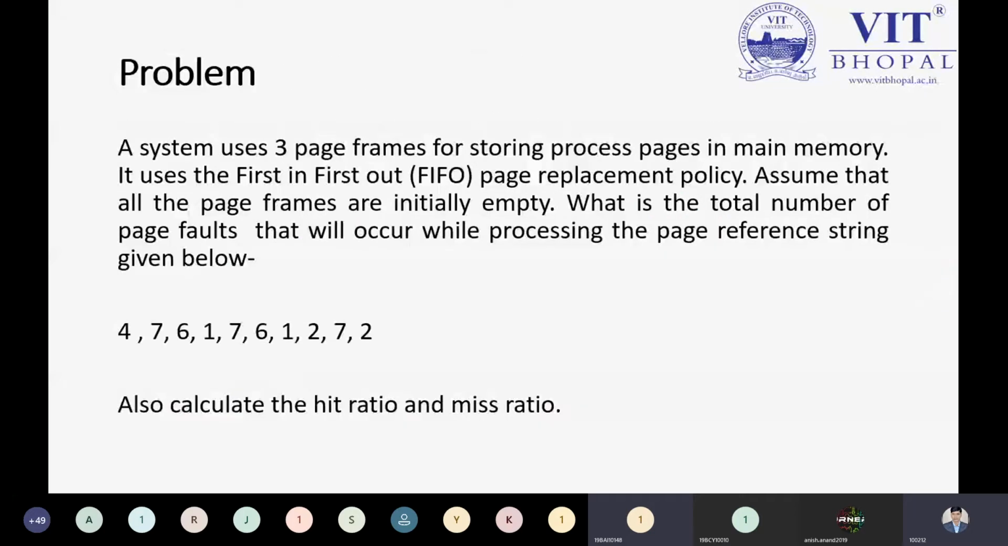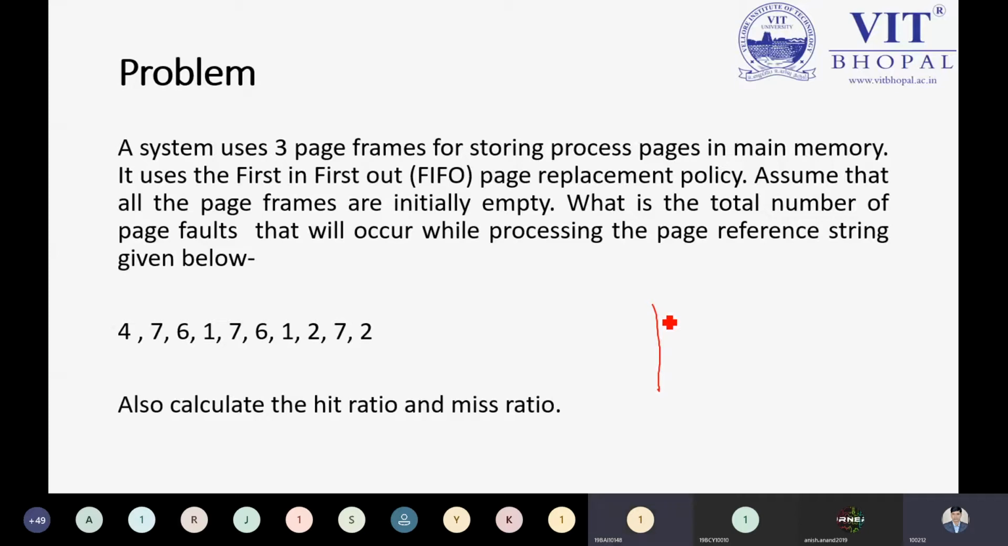The next problem is related to our very beautiful algorithm, the first in first out. Our system uses 3 page frames. So what is given over here? A page frame size of 3 is given. Now look at storing the process pages into the main memory. For understanding purposes, the page table size is 3. It uses a first in first out page replacement policy. Assume that all the page frames are initially empty.